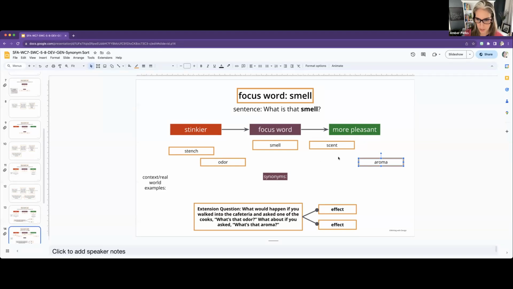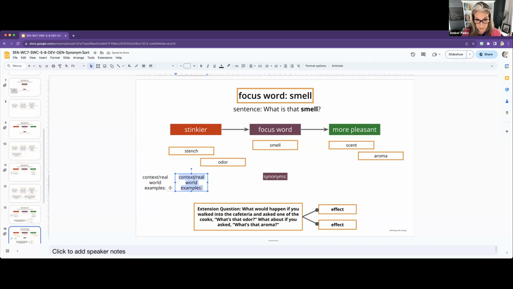So this looks like a pretty good order here. I might slide that one over just to have it lined up the way that we did on the other side. And then we just want to think about context or real world examples. So we can come down here, and when we think about stench, I would think of something like rotting fish, or garbage in the summer, right? Just something that's just horrifically disgusting smelling, right?